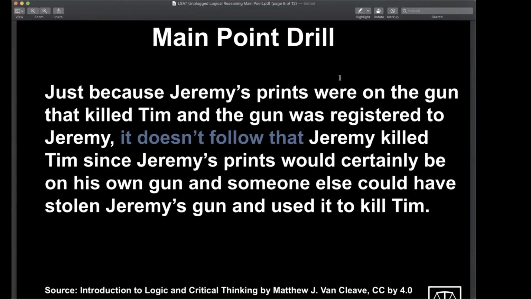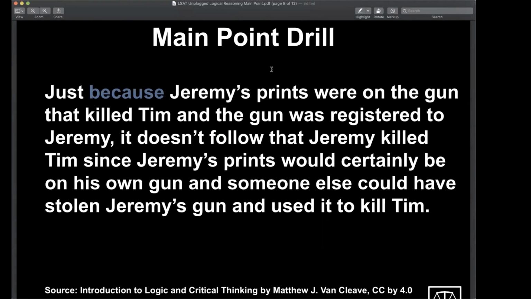What's an evidence indicator? Since Jeremy's prints. Good. So since Jeremy's prints, the word since there is an evidence indicator. Nice. And what's this because doing here? What role does that play? Because sounds like an evidence indicator, right? So this one's a little bit trickier.